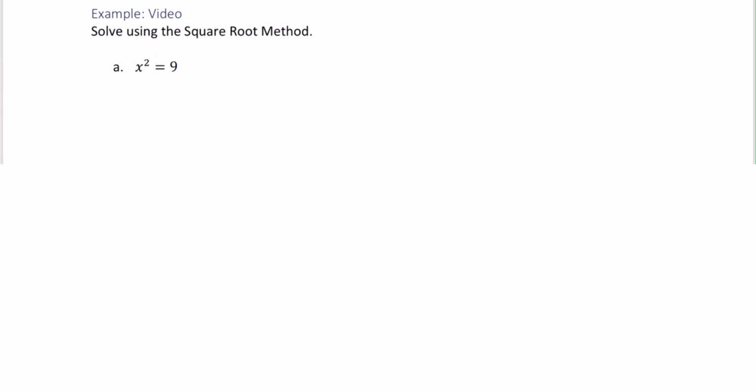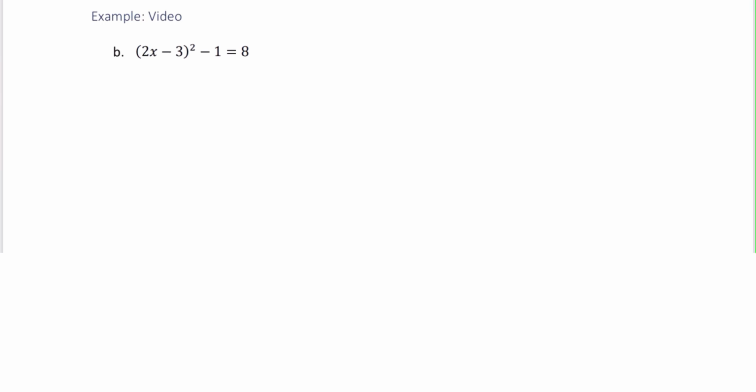In our first example, notice that x squared is already by itself, so we can take the square root of both sides. When we do that, the square root of x squared is x. And then the square root of 9 is 3, but we need to remember to add plus or minus. And we have two answers. X is 3 and x is negative 3.